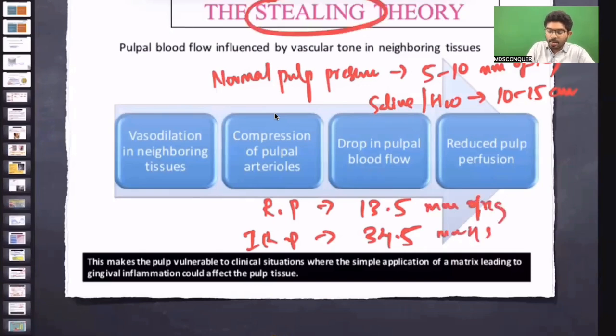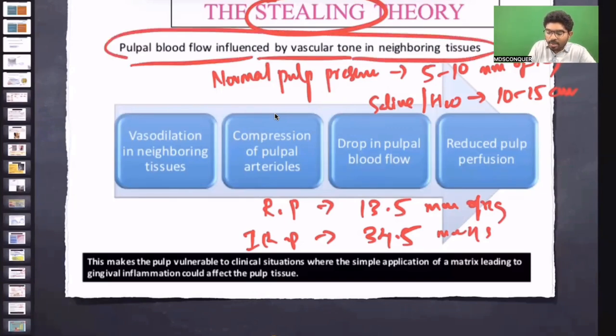There is one theory called Stelling's theory. What is Stelling's theory? Stelling's theory determines that the pulpal blood flow is influenced by the vascular tone of the adjacent tissue. Like, you have the pulp, and adjacent to it what do you have? You have the gingiva, you have the PDL. So how does this vary?